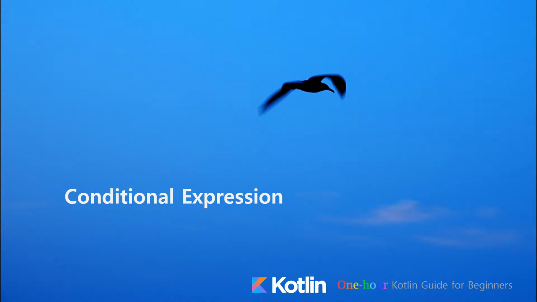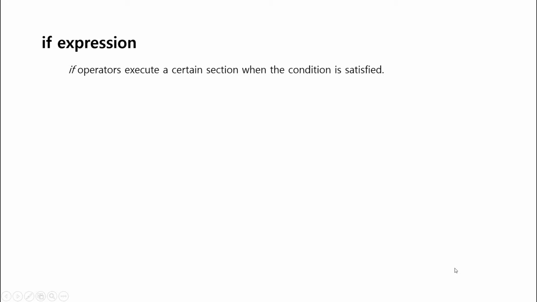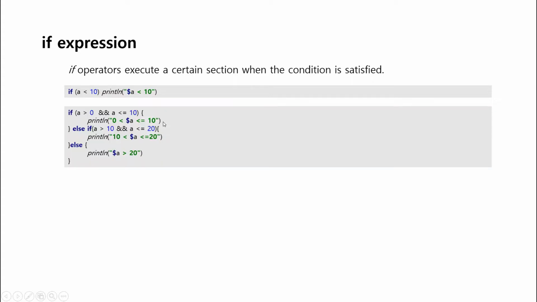Let's talk about conditional expressions. Let's start off with the if. The if executes when the condition is satisfied. Like this code, if a is less than 10, it prints out the string. Like other languages, Kotlin provides else if and else operators too.